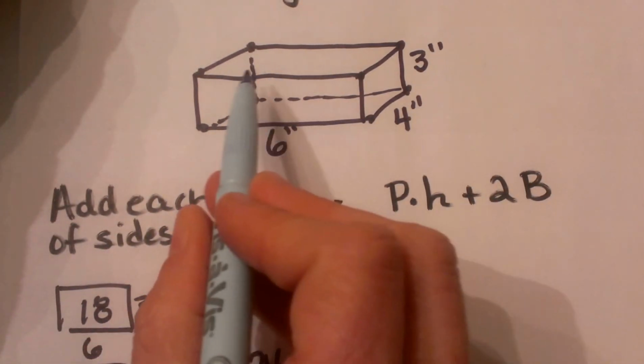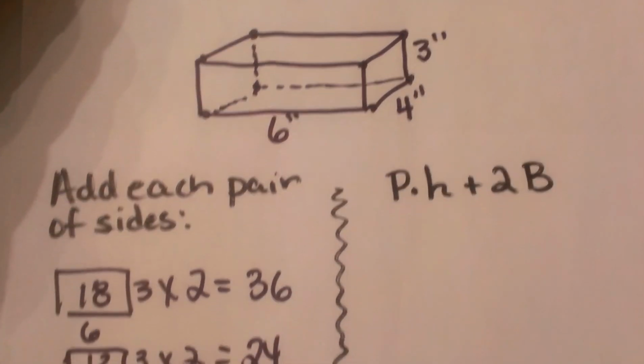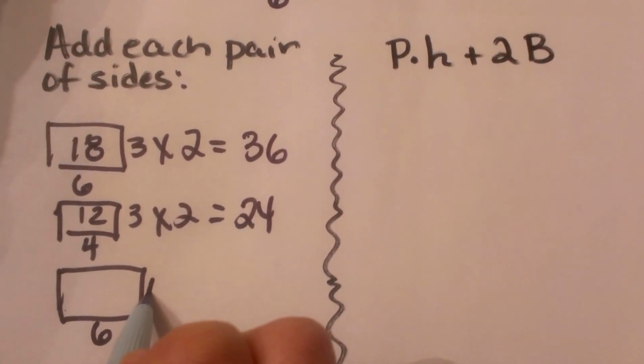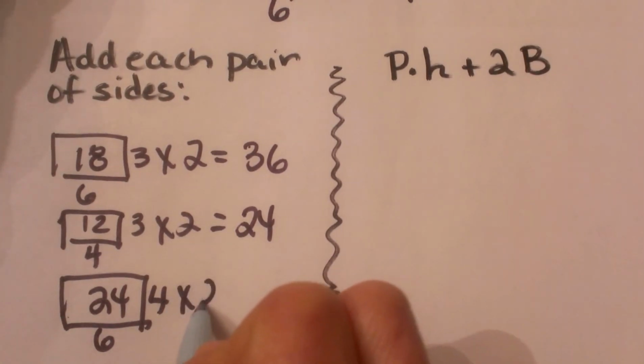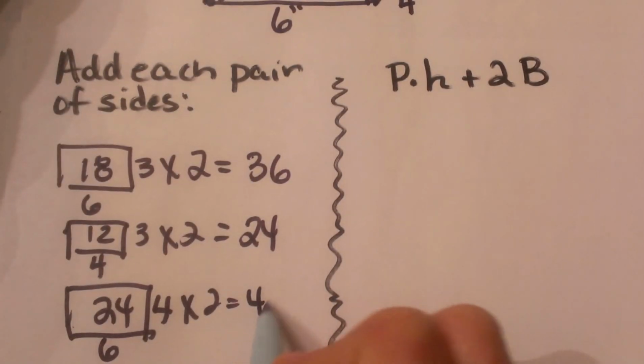Okay, now let's look at the top and the bottom. The top is 6 long and 4 wide. So I'm going to draw that. That is 6 by 4, which is 24 square inches. But I have to double it because I have a top and a bottom. And so that adds up to 48.